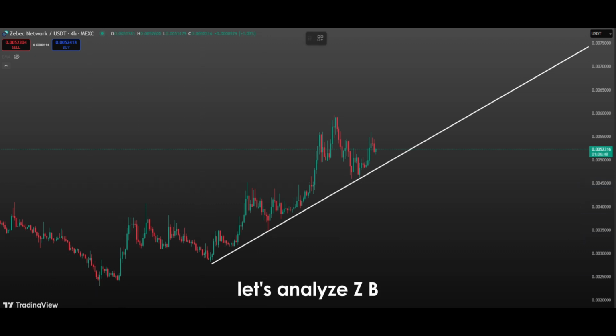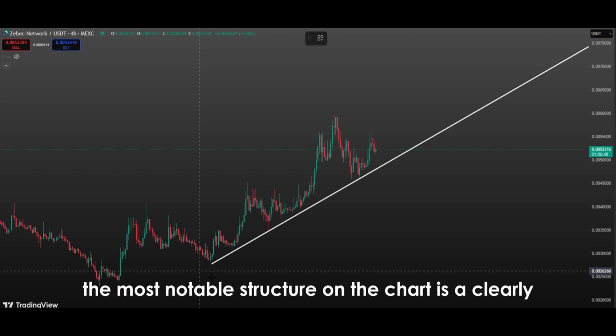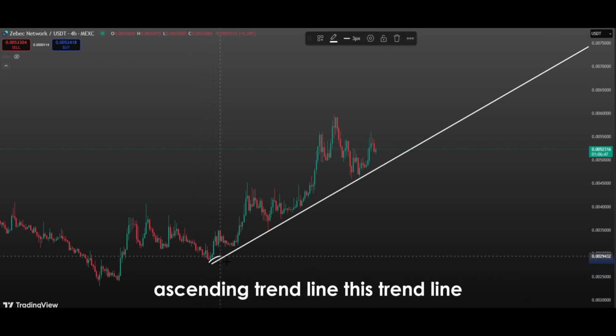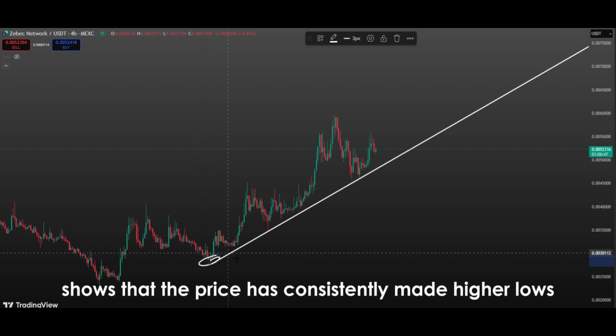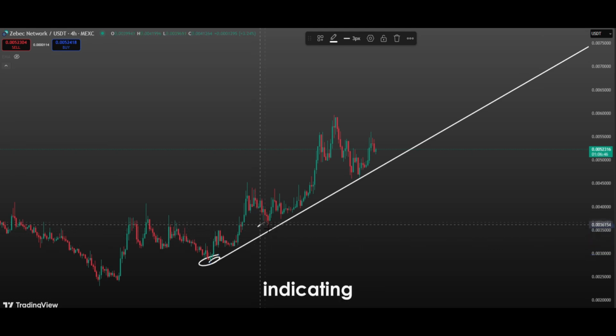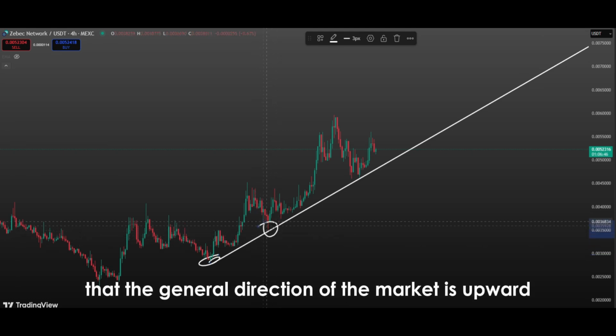But first, let's analyze ZBCN. The most notable structure on the chart is a clearly upward-sloping ascending trend line. This trend line shows that the price has consistently made higher lows over time, clearly indicating that the general direction of the market is upward.